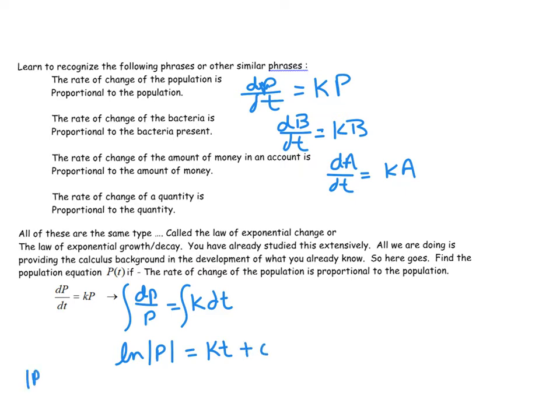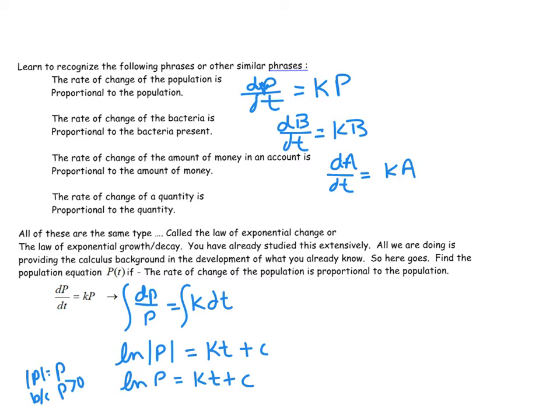The absolute value of P can just be written as P because P is a population, and that population has to be greater than 0. It's a positive number, so I can just write the ln of P equals kt plus C without the absolute value. And when we do this, we always have to have some type of justification of getting rid of the absolute value sign, so make sure you make note of that.